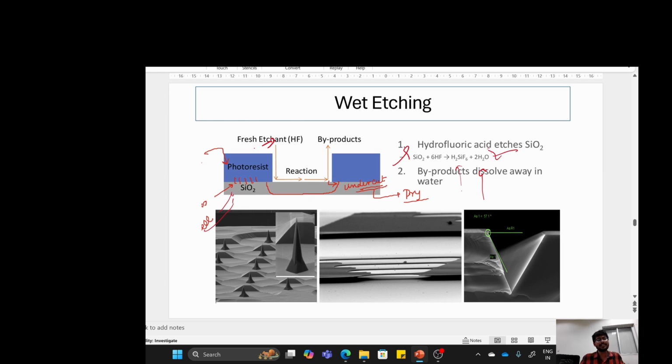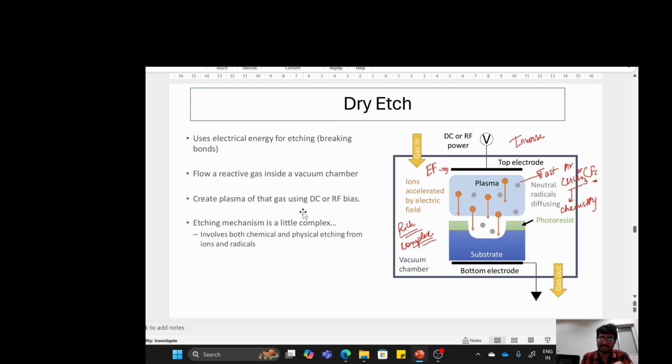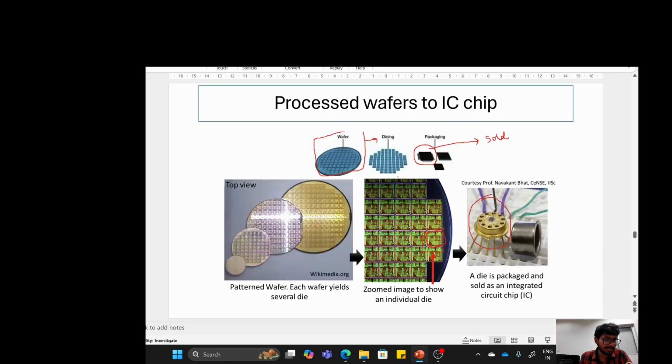Just wet etching and dry etching is left. Dry etching uses plasma to etch the material. You can use certain gases to etch the material. It is more of a directional etching, which you can do sometimes.